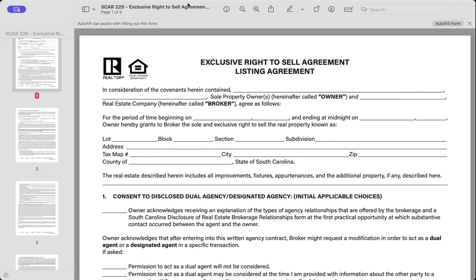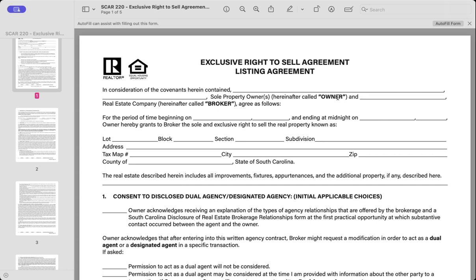All right, this is our South Carolina Association of Realtors Form 220. It is the exclusive right to sell agreement, listing agreement. So the first part of this agreement is the explanation of who this agreement is with.